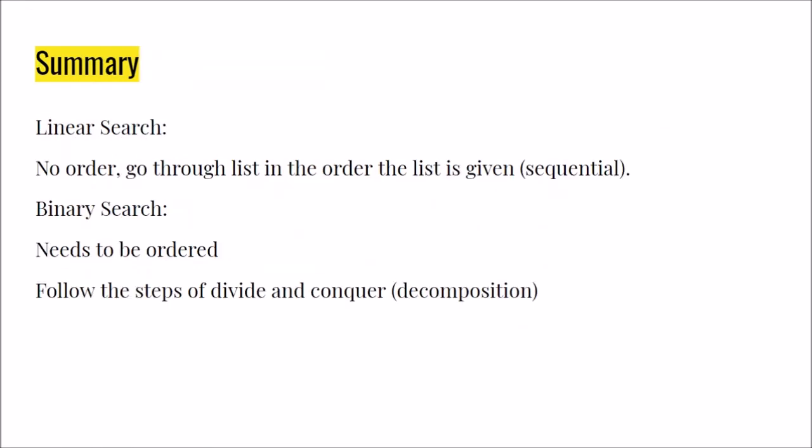So in summary, linear search, we do not need any order. We go through the list in the order the list is given, which is sequential. We don't need to do any kind of sorting before that, which is different to binary search. Binary search needs to be ordered. So we need that order to be able to disregard those sections of the list. It's very important. And we just follow the steps of divide and conquer, which, as I said, was decomposition. And that'll be it. We will either get there, finding our target, or we'll reach the end.